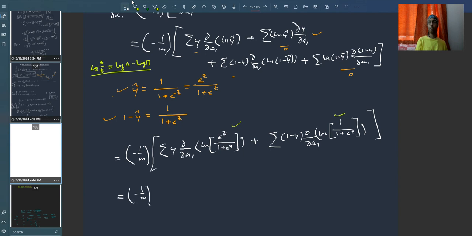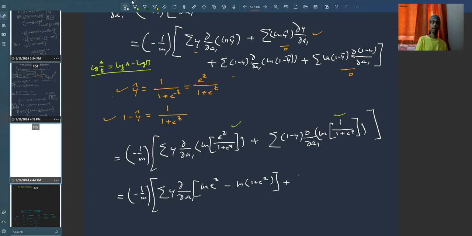Minus 1 by m, sum of y into del a1 of log of natural log of e to the power z, minus natural log of 1 plus e to the power z. Right? This is what is coming to.